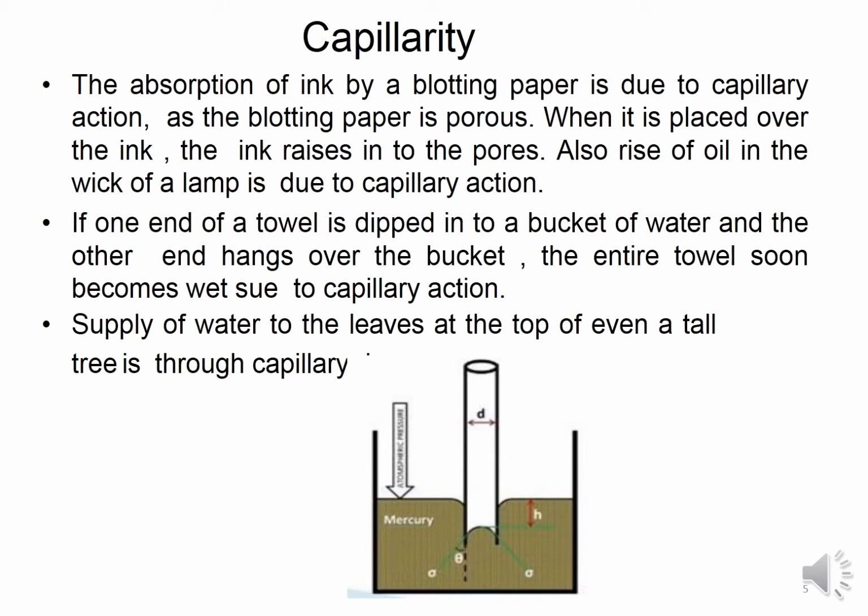If one end of a towel is dipped into a bucket of water and the other end hangs over the bucket, the entire towel soon becomes wet due to capillary action. If you keep one end of the towel in the bucket and the other end free, after some time the whole towel is wet because of capillary action. The supply of water to the leaves at the top of even a tall tree is through capillarity. You are irrigating the plant, but how is the water moving to the top of the tree? Due to capillary action. So this figure shows capillary.